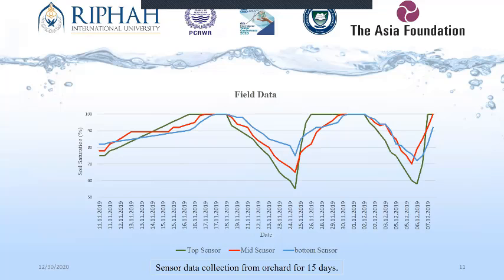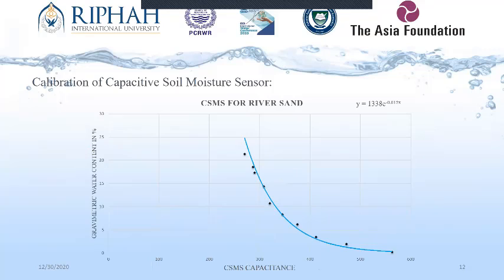So these are the results after installation of 15 days. Initially the moisture gradually increases because the inlet point is far away from the sensor. But in the second term, we put the inlet in front of the sensor, so we can see how the top, middle, and bottom soils are saturating and unsaturating with time.